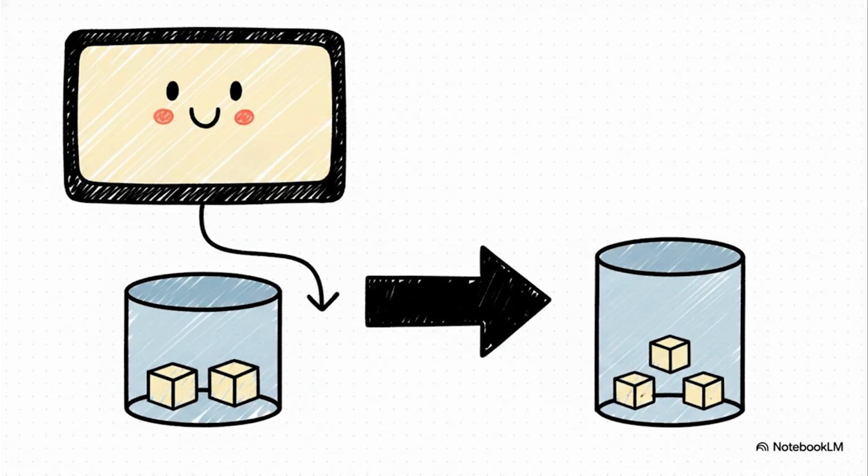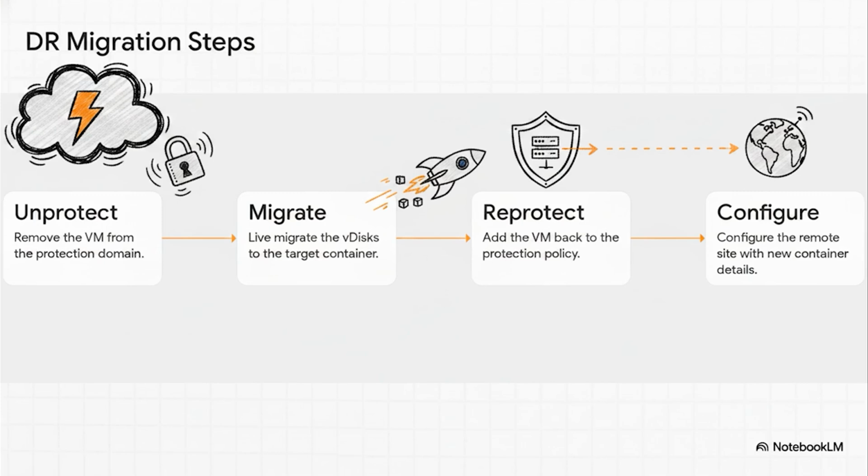No downtime. Let's see how this builds into a concrete workflow, specifically around disaster recovery. Because you actually cannot simply live migrate a vDisk if its VM is actively protected by a protection domain or policy. If you try it, it fails. So instead, you've got to follow this exact sequence. First, remove the VM from the protection domain. Second, migrate the vDisks to your target container. Third, add the VM back into the protection policy. And finally, configure your remote site with the details of the new container. It's a very specific dance, but it works perfectly when you follow the steps.